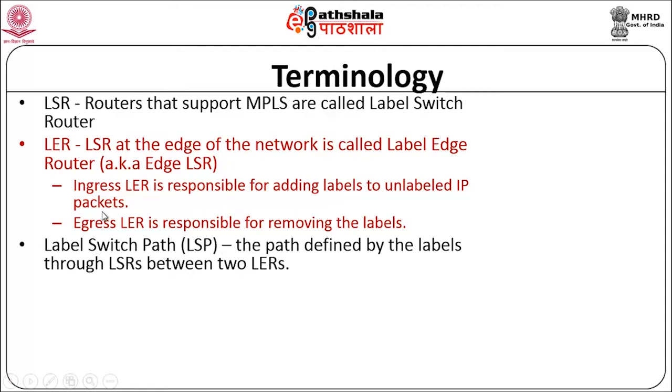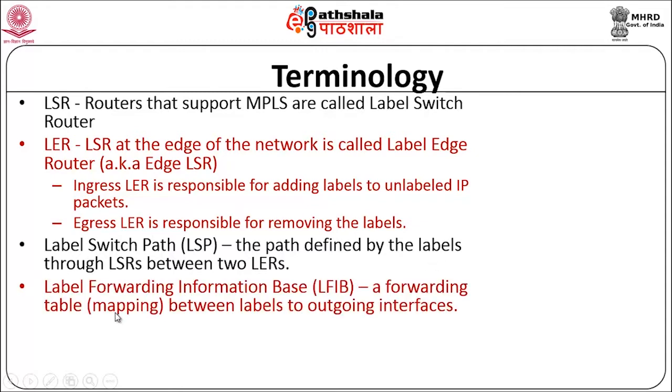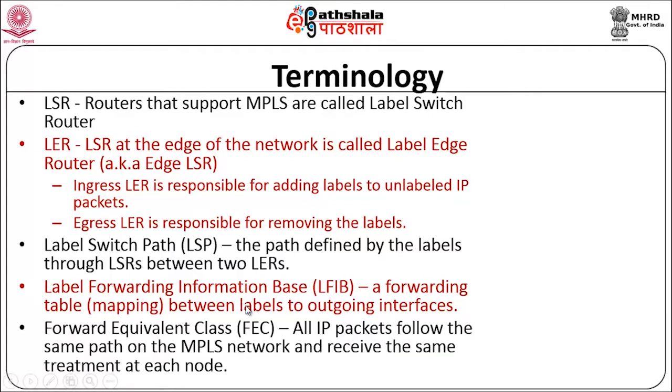Okay, there is one ingress LER and one egress LER. The path that exists between these two is called the label switch path, and it is essentially defined by the labels. Then we also have a label forwarding information base. It's like a forwarding table or a mapping which provides the mapping between the labels and the outgoing interfaces. So, if I get a packet with this particular label, which is the interface that needs to be sent out on. So, that is the kind of forwarding information base that you have.